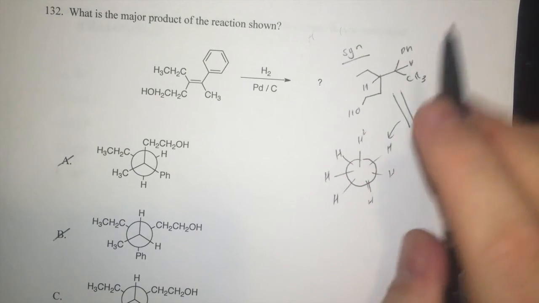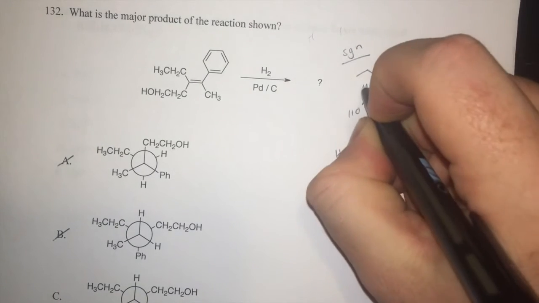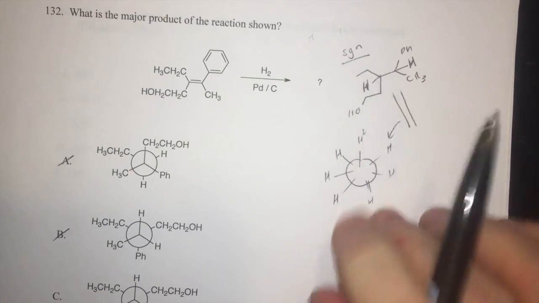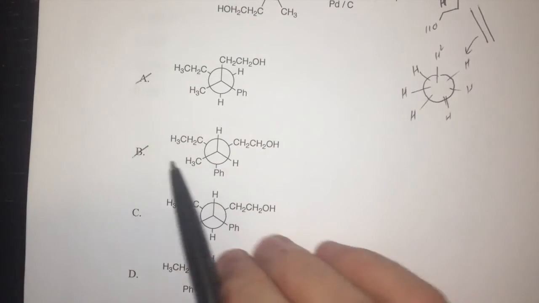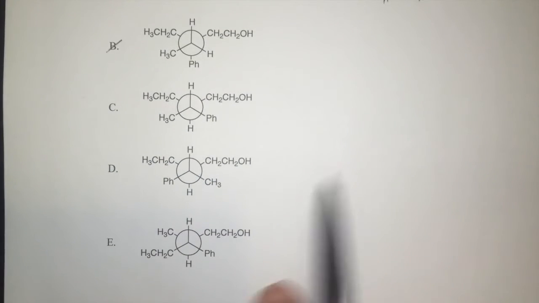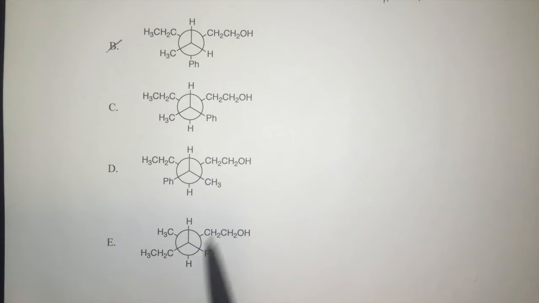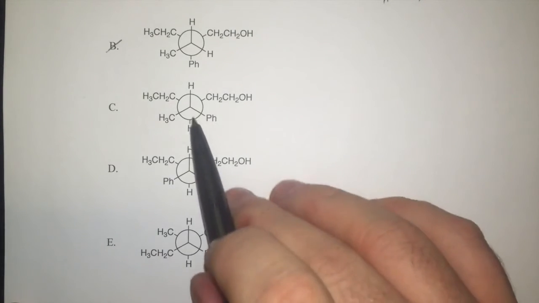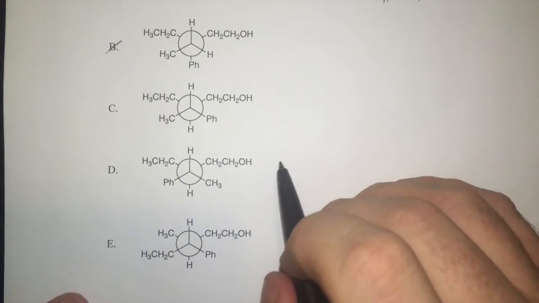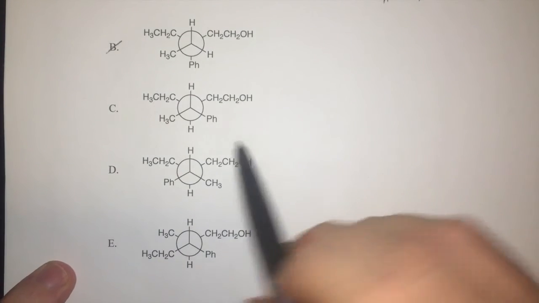I'll have a hydrogen on each carbon. Let me just make sure my handwriting isn't too terrible. Okay, so those are the two hydrogens I just added. They're not going to add to the same carbon. So therefore, A can be ruled out, and the same goes for B, where they're just both added to the same face. Answer choices C, D, and E are all added to the two separate carbons, so those are all still possible.